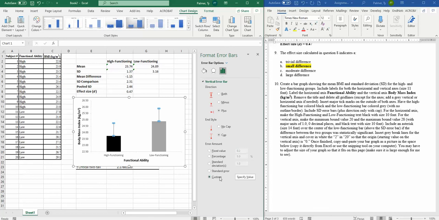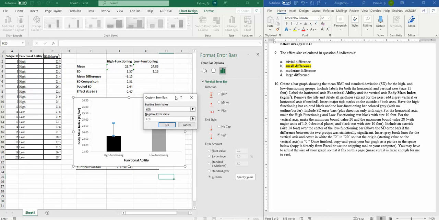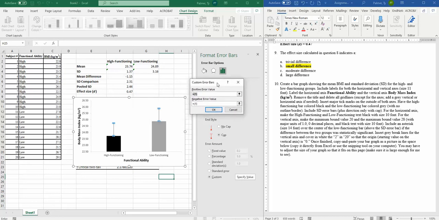Then next, we're going to go to specify value, and that brings up this window here. Next, you're going to delete the positive error value to where it's blank and only your clicker is blinking here. Then you're going to go back to your spreadsheet, and make sure you do this exactly the way I'm showing you.